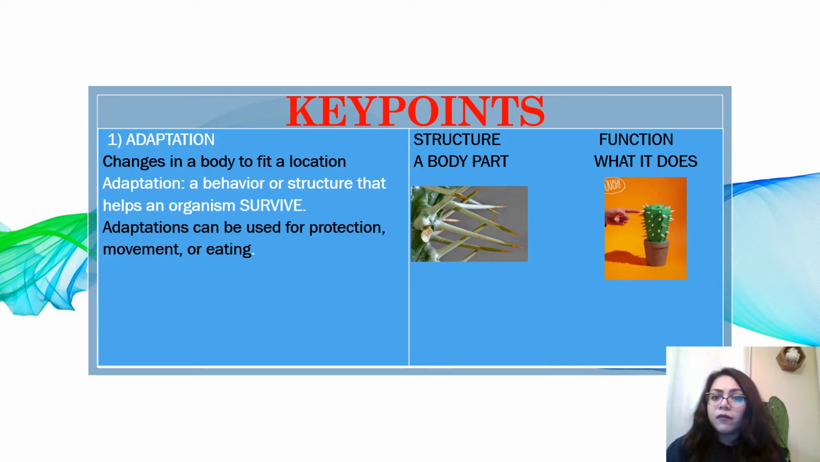I have an example of a cactus. The structure of the cactus is the spines. The function is what it does. And the function of the spines is to protect it against animals that want to get their water.